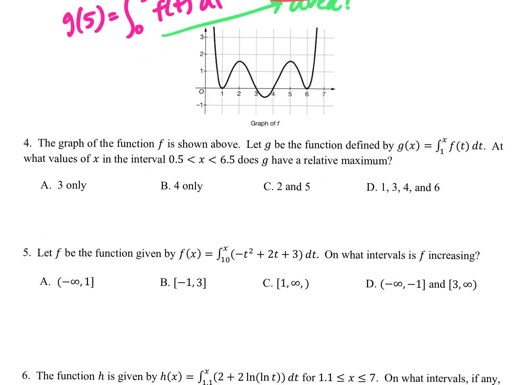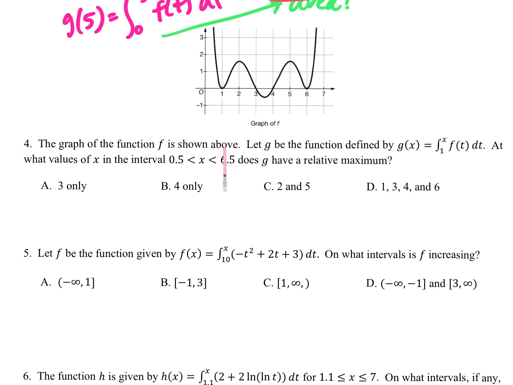Okay, this next one, the graph of f is shown above, and then g is this integral. It asks, at what values of x between 0.5, where my graph starts, and 6.5, where it ends, does g have a max? For g to have a max, what does g prime have to do? I'm going to write myself a little note: g prime goes from positive to negative. That's how we get maximums.